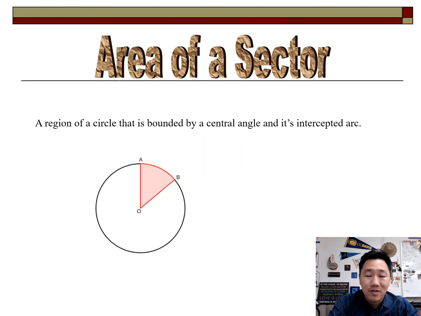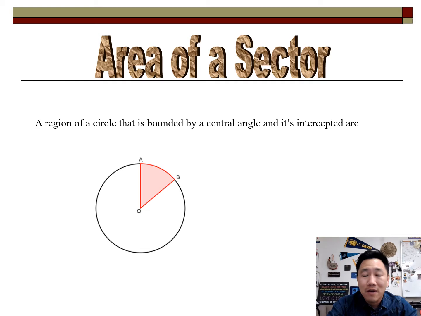Area of a sector. What is a sector? A region of a circle that is bounded by a central angle and its intercepted arc. So basically, a sector is a piece of pie or a slice of pizza. So that's what a sector is.